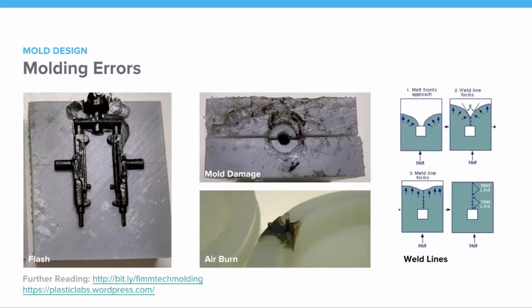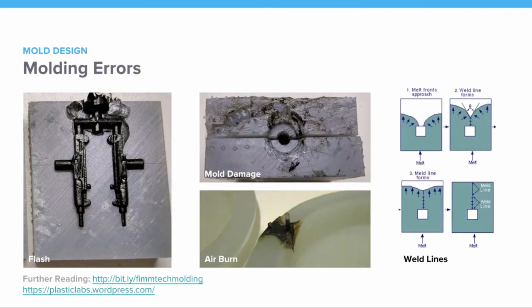So here are some molding errors. We actually got two of these images from one of our users, plasticlabs.wordpress.com. I'd really recommend giving this guy's website a visit. He's got some great material. This one over here is two little Lego figure Uzis that he was molding. It's pretty cool. But you can see that he had some issues with flash. Flash is where the mold parts don't come together quite right, so a little bit of plastic leaks out, and you get this little bit that needs to be trimmed off.